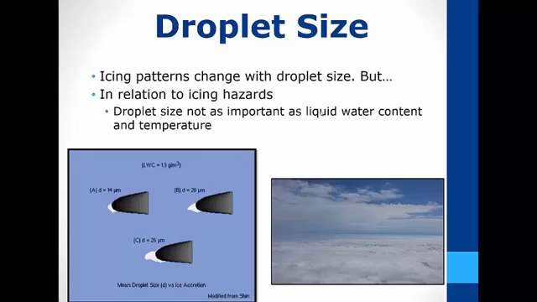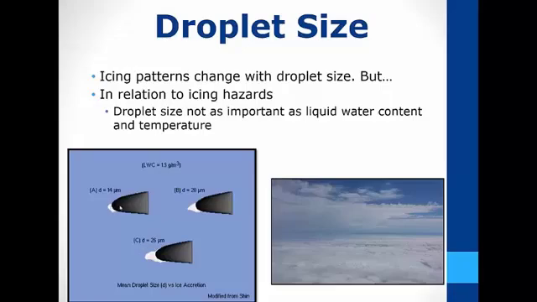So here's how ice starts to form on the wings of the aircraft itself. It's related to the droplet size and how it forms, because there are two different types of icing. One is rime icing and the other is clear ice, and we'll talk a little bit more about that in a second.